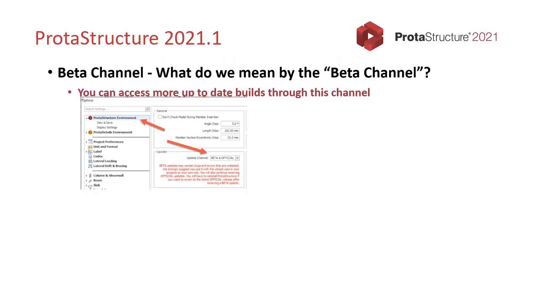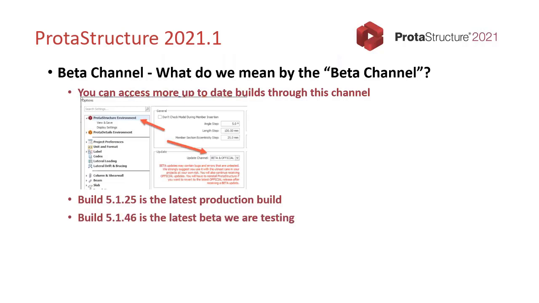And these are where we push out updates that perhaps we have not completed testing on, but may include new features or functionality that you may feel are useful to you. So at the moment, 5.1.25 is the latest production build, and 5.1.46 is the latest beta we are testing. And we will periodically update the production builds and the betas.